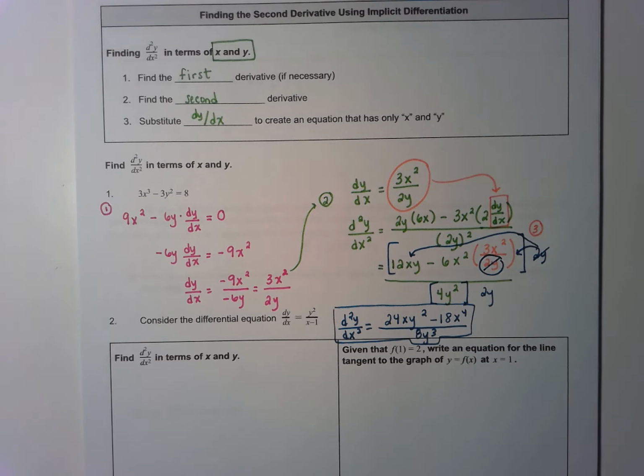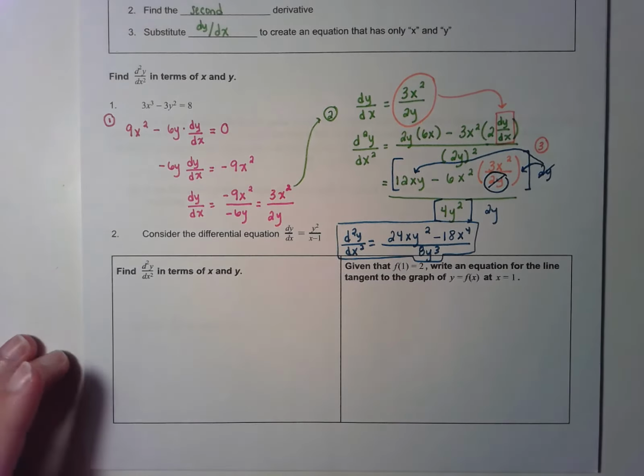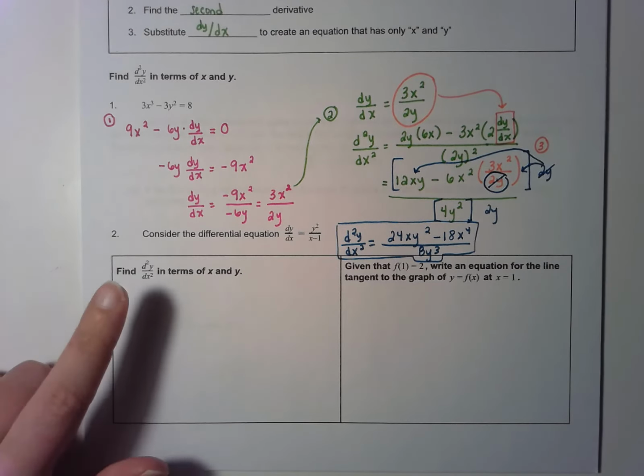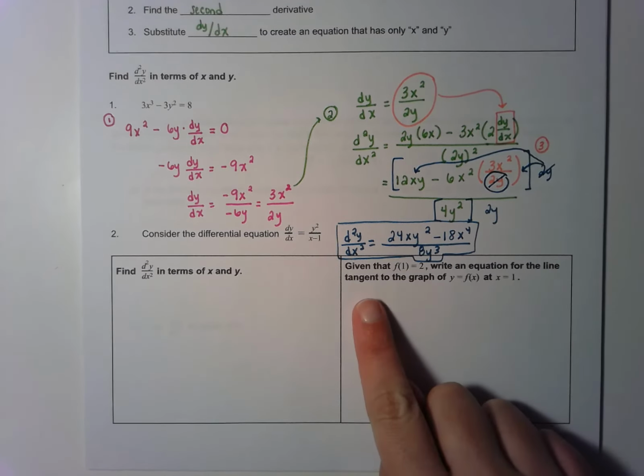Okay. Now, let's take a look at a follow-up question. So this problem is going to say, consider the differential equation dy over dx equals y squared over x minus 1. So the first step is going to be to find the second derivative in terms of x and y. So we've already got the first derivative, now we want the second derivative. The second thing, though, is it says write the equation for the tangent line.